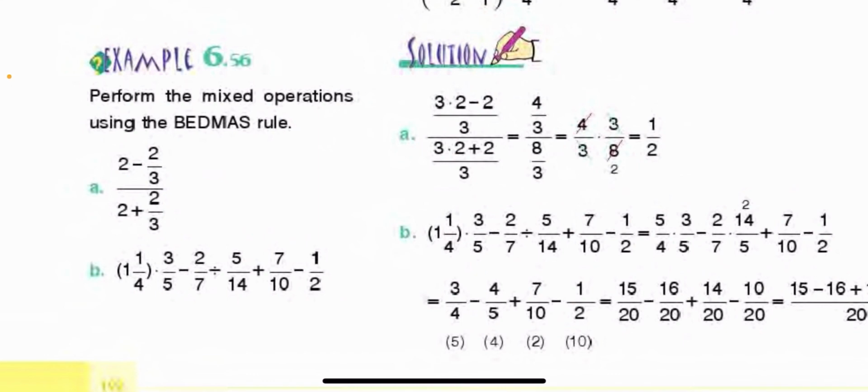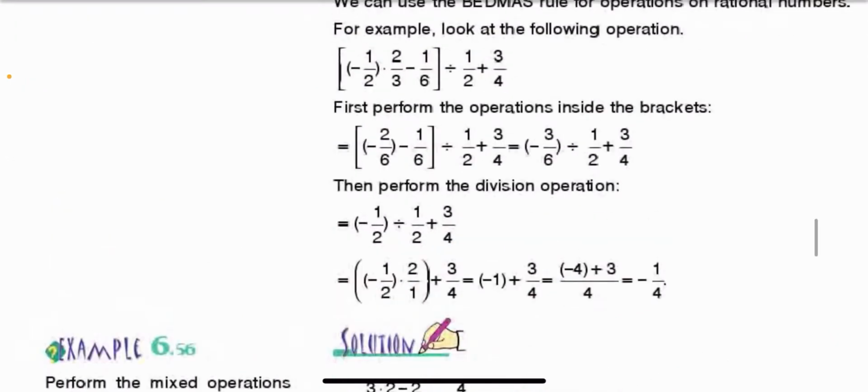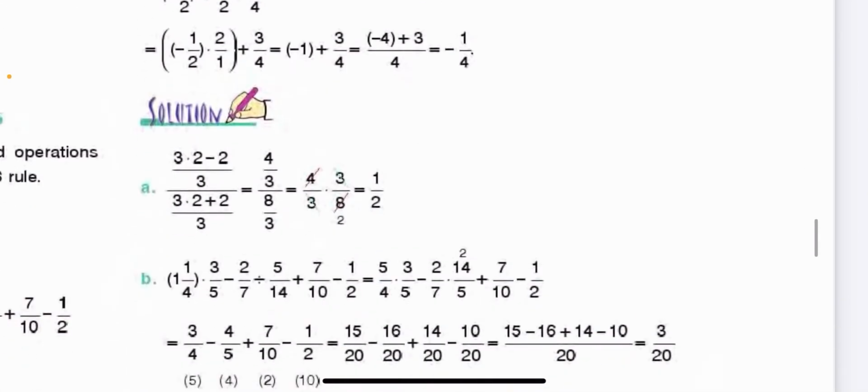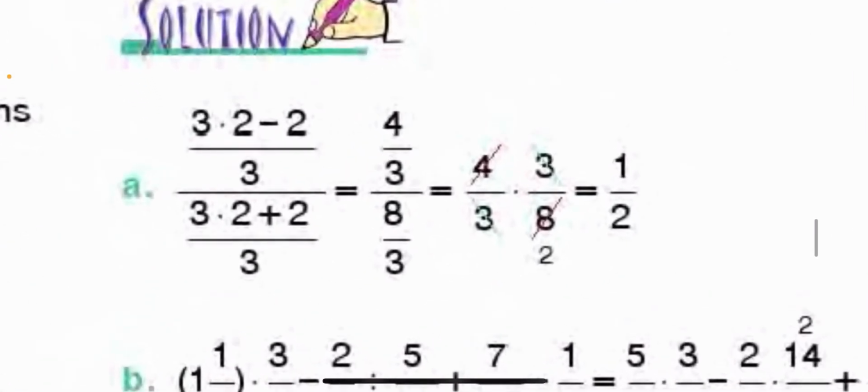Now let's try to explain the first example. A, 2 minus 2 over 3 over 2 plus 2 over 3. We look at it: we don't have any brackets and exponents, and looking at the BEDMAS operations, we don't have any brackets, exponents, or division here. We just have multiplication. So we look at the multiplication first, 3 and 2. When we multiply these two numbers, we get 6. 6 minus 2 is 4. 4 over 3 divided by 8 over 3.